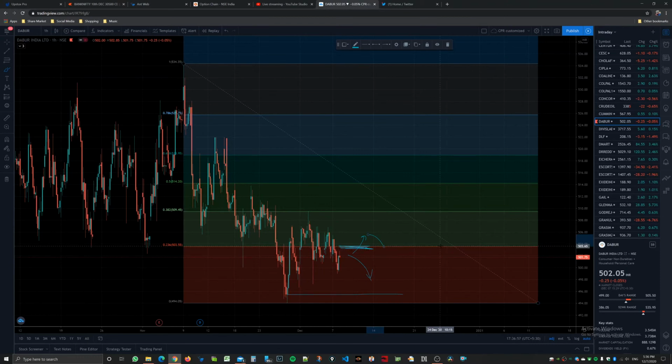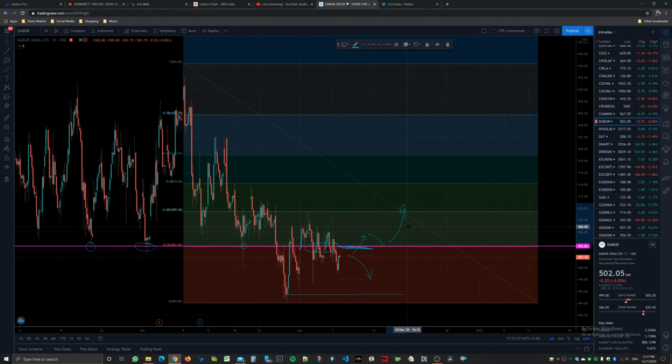So it will act as a kind of support, because you can see if I draw this level here, this was trying to break but could not happen. So this is kind of a busy area here. If it is breaking this level, then definitely a retracement will happen to this level tomorrow itself, and then you can see a price movement going up in the coming days.